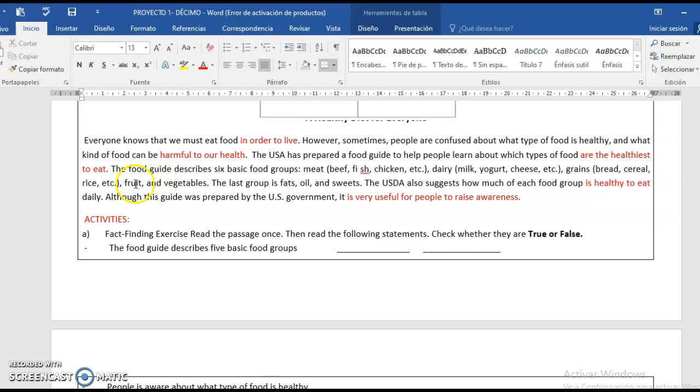4 and 5, fruits and vegetables. Of course, you know fruits: watermelons, melons, apples; vegetables: onions, garlic, etc. And the last group is fats, oil, and sweets.